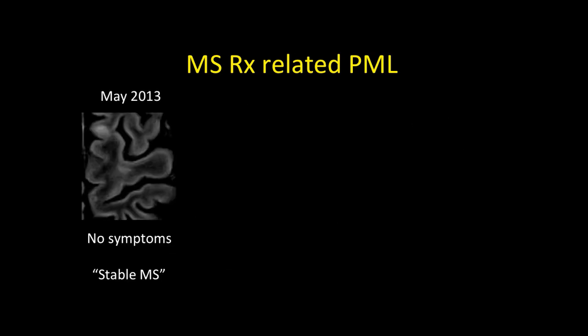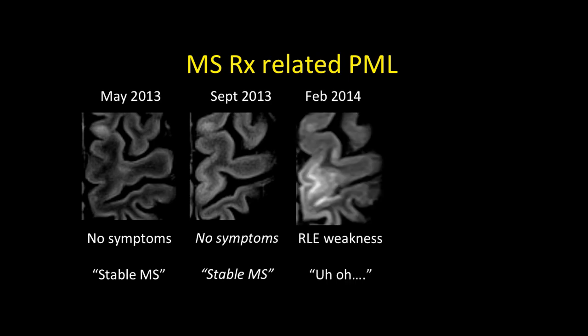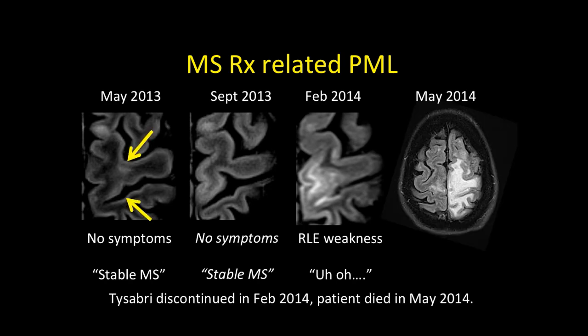But moving forward, we can see a year later there's starting to be some FLAIR hyperintensity in the subcortical region. And even further on, a few months later, 2013, there's even more FLAIR hyperintensity in that paracentral region. And moving forward even further, in February 2014, there's definitely some more evident abnormality in this paracentral lobule in the subcortical and deep white matter. And that's when the red flag went up and said, oh, what are we dealing with here? Unfortunately, the Tysabri was discontinued too late, and the patient died later on.